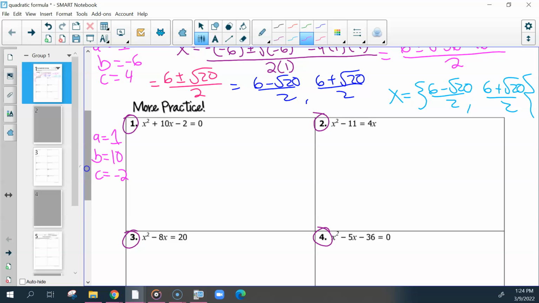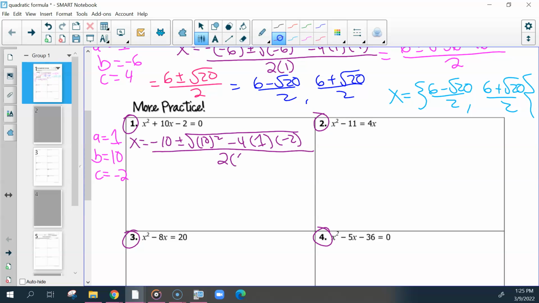So we would set it up just like we were before. X equals, it's a negative, and my B value is 10, plus or minus the square root of B squared, even though it's positive, still use parentheses, minus 4 times your A value of 1 times your C value of negative 2, all over 2 times your A value, which is 1.